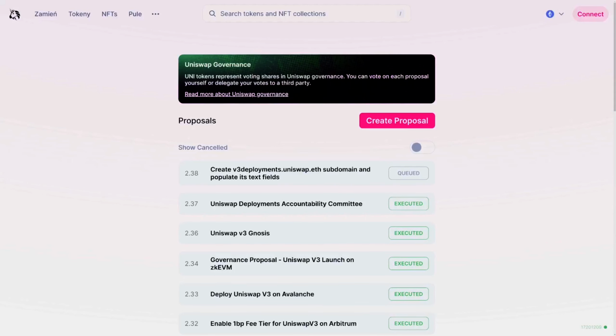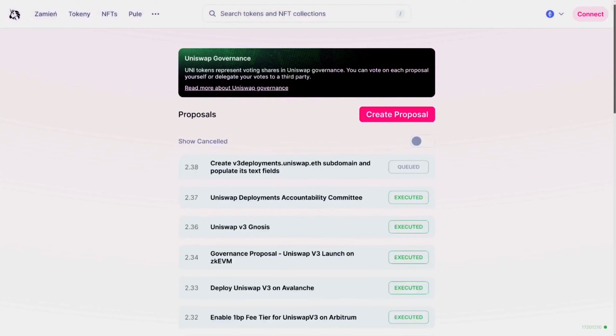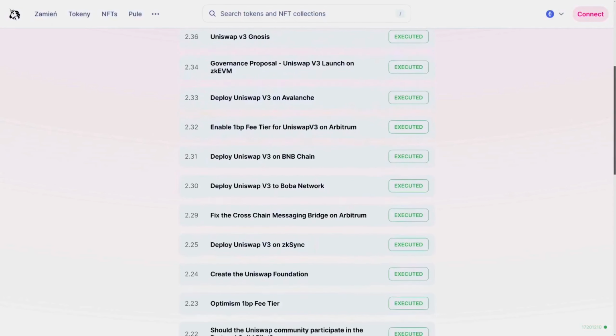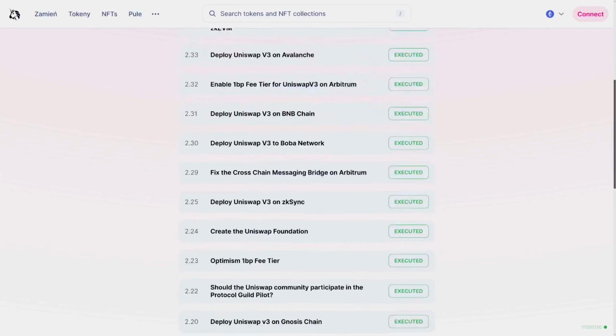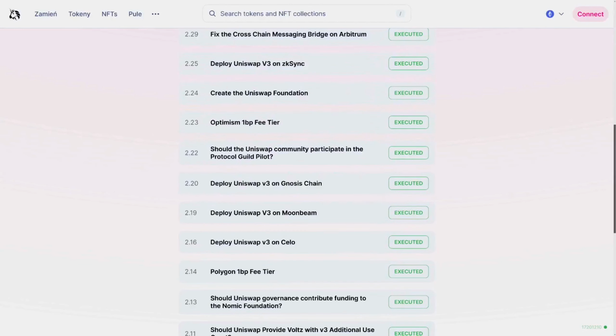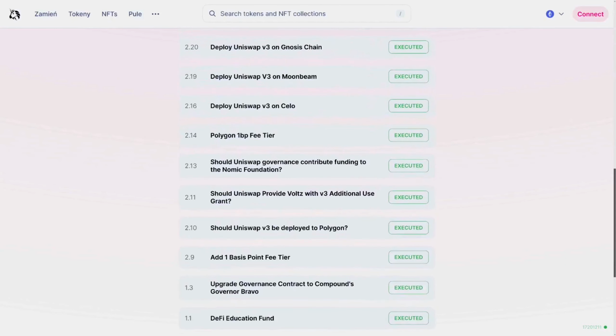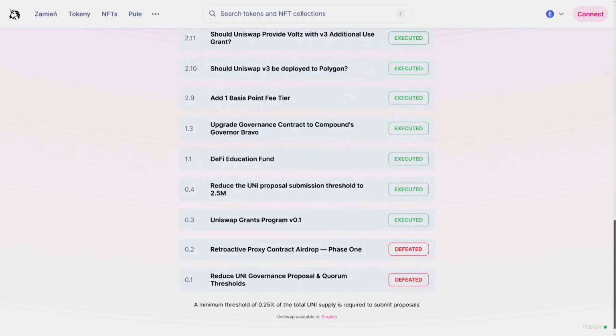About governance, Uni token holders can participate in the governance of the Uniswap protocol. They can vote on proposals related to protocol updates, new features, and other decisions that affect the platform. Uni token holders can also delegate their voting power to other addresses. About the fee switch, in the future, a fee switch mechanism may be introduced allowing Uni token holders to decide on the allocation of a portion of the protocol's trading fees. This could provide another potential revenue stream for Uni token holders depending on the outcome of governance votes.